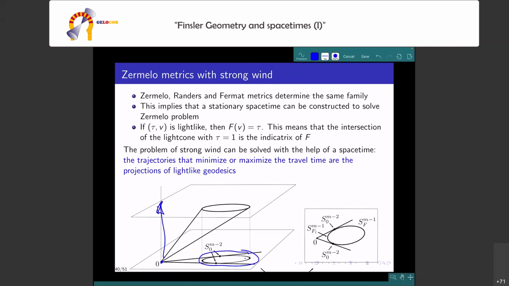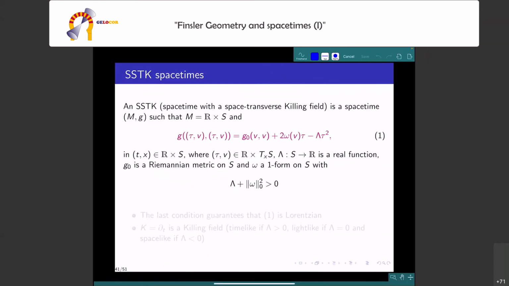So we don't have a stationary spacetime, but we can construct a spacetime with a Killing vector field, which is associated to these metrics. But now I don't have time to speak in detail of these things. Basically, I don't have much time. How long do I have? Yeah, you have still three minutes.